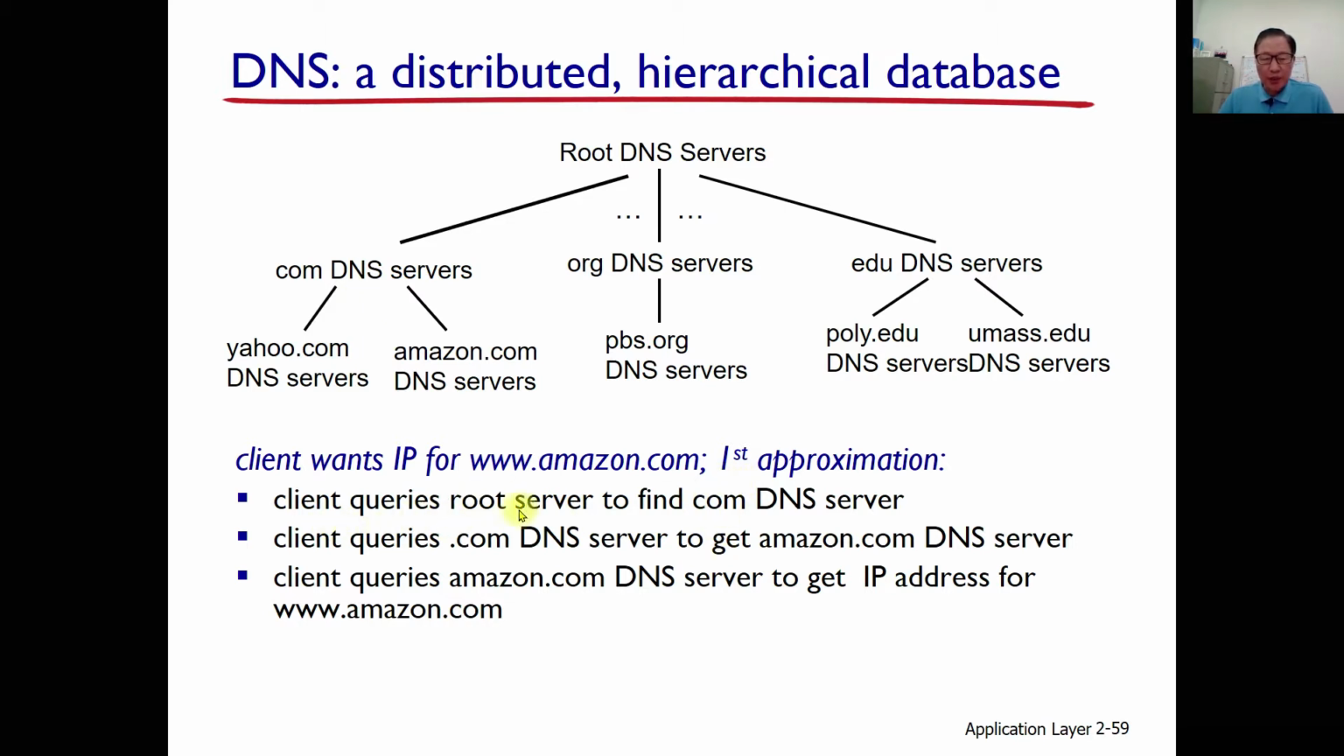Client queries root server to find the .com DNS server. Even though this is .com, actually that is called the .com DNS server, and that should be asked to the root DNS server, because those .com, .org, .kr, .edu are all listed in that root DNS server. After that, client queries the .com DNS server, asking it to get the Amazon.com DNS server. This one is the .com database. This one is holding the Amazon.com DNS server, because that domain name is registered here.